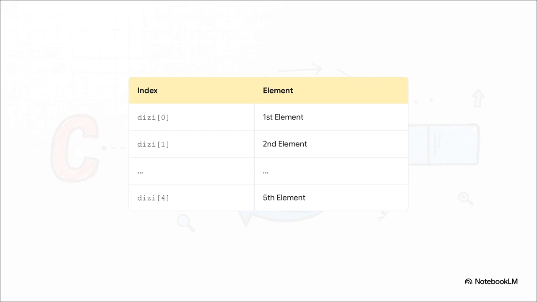Now listen up, because this slide shows the single most important rule you have to remember about arrays in C. Indexing, which is just how we get to each box or element, starts at 0, not 1. So for our array that holds 5 grades, the very first element is grades[0], and the last one is grades[4]. This trips up literally everyone at first, but it is absolutely essential to get it right.